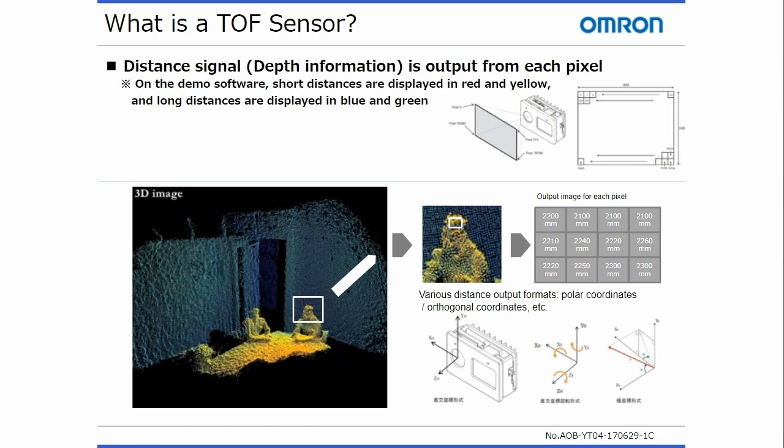On OMRON's demo software, short distances are displayed in red and yellow, while longer distances are displayed in blue and green. You can see from the example here how the 3D image is created from the distance signal of each pixel, converted into point cloud data to achieve real-time 3D vision. The calibrated output signal provides the X, Y, and Z coordinates for easy design integration. The distance outputs can be changed into several formats, including the orthogonal coordinate form, orthogonal coordinate rotation form, polar coordinate form, and amplitude data only.